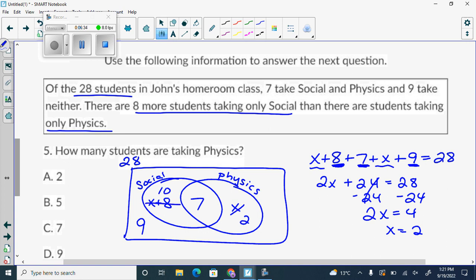Then we should check it out. So we have 7, 8, 9, 19, 28. So that's good. It did add up, correct? So we know we're good. Now we can ask the questions. How many students are taking physics? Does it say physics only? If it said physics only or physics but not social, I'd say 2. But it doesn't say physics only, it says physics. So what's it going to be? 9. So make sure we read thoroughly.